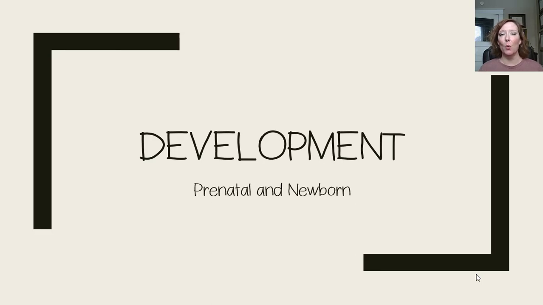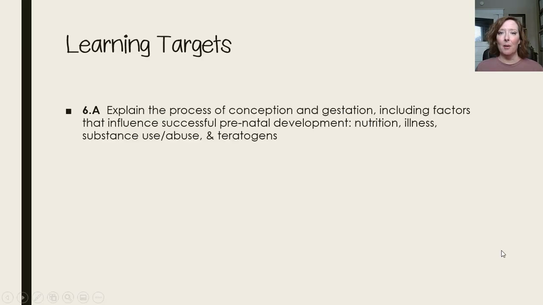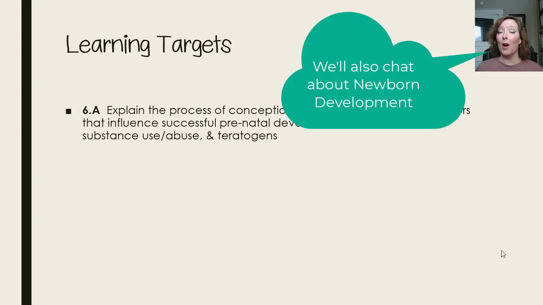I'm Miss Lee. We are still in Unit 6, Developmental Psychology, and this is the second video in the series that focuses on prenatal and newborn development. By the end of this video, you should be able to explain the process of conception and gestation, including factors that influence successful prenatal development, and this includes nutrition, illness, substance use and abuse by the mother, as well as teratogens. If you haven't done so already, go ahead and grab your notes and let's get started.